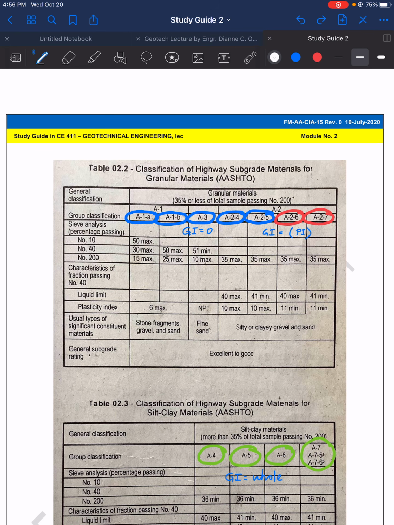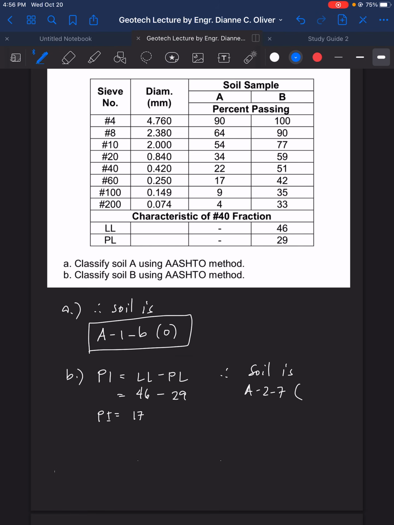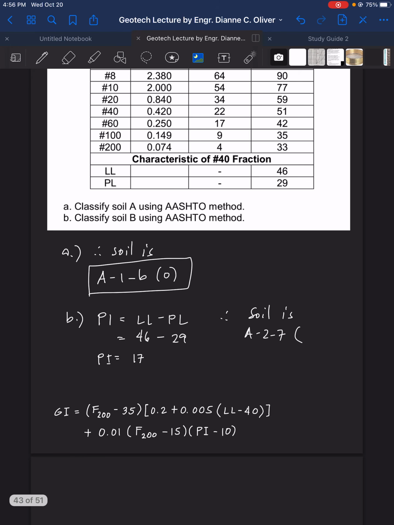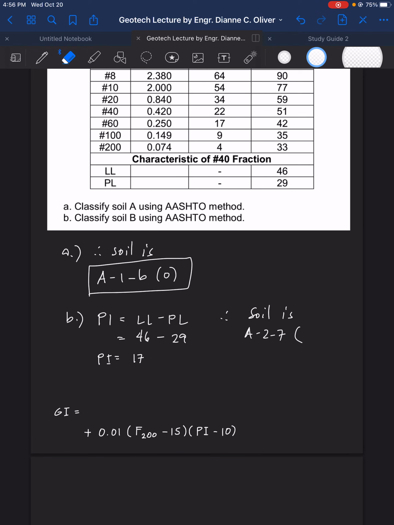Again, let's go to this study guide. So, we need the partial GI. We need the partial GI because we are in A-2-7. We need the partial GI considering the PI. Okay? So, the formula for GI here, and we only need the PI portion. The partial GI, so we don't need the first term. We only need the second term, the PI one here.